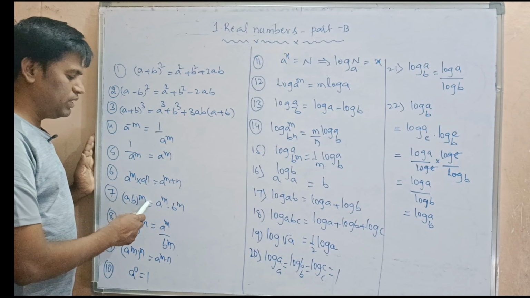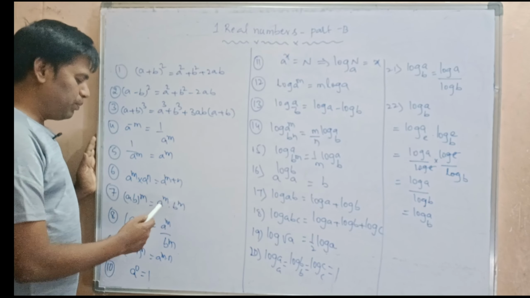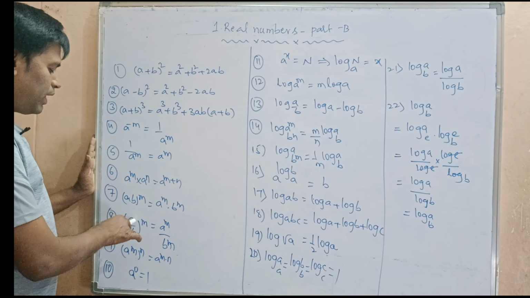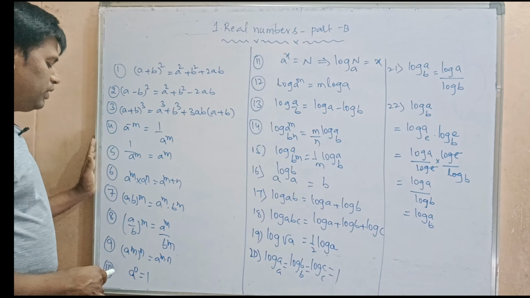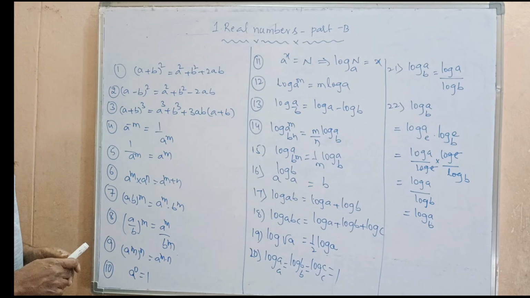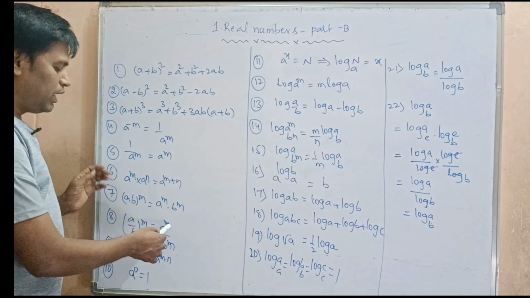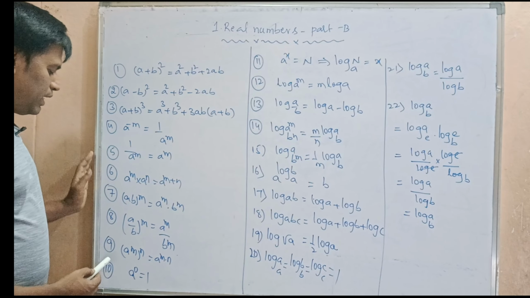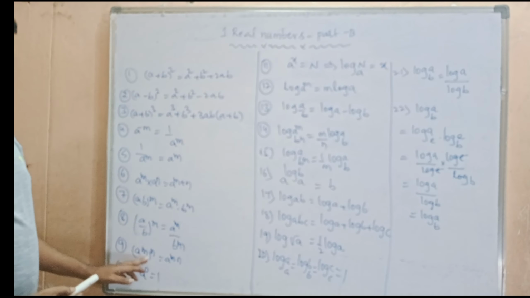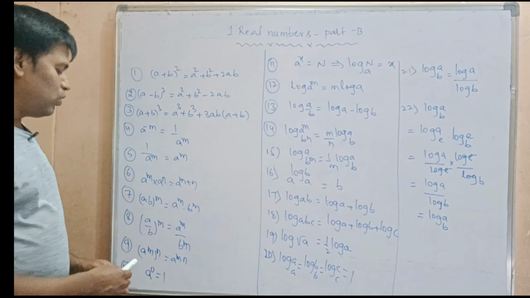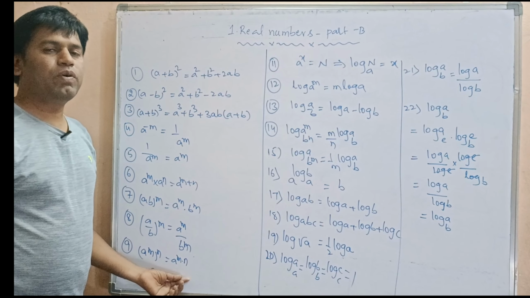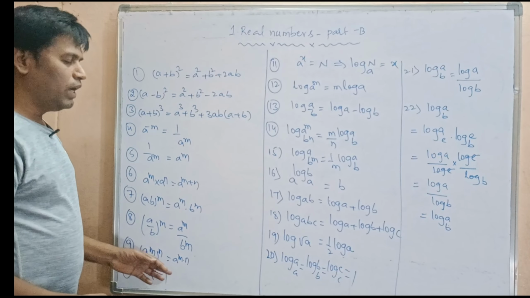(ab) whole power of m is equal to a power of m into b power of m. Again, (a by b) whole power of m. Here the numerator and denominator both have the same power, so it changes as a power of m by b power of m. Next, (a power of m) whole power of n is equal to a power of m into n.